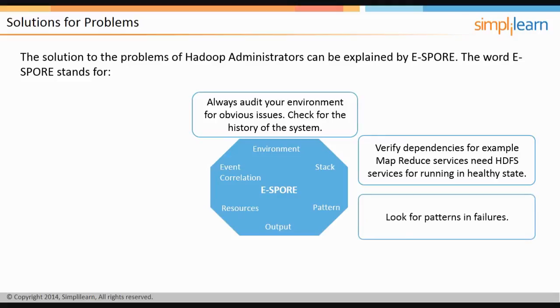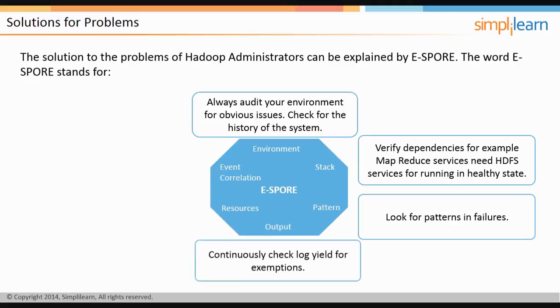When MapReduce tasks fail, check whether they are of the same job, assigned to the same task tracker, or have shared libraries. Hadoop conveys its afflictions to us by way of its logs. Continuously check log output for exceptions.